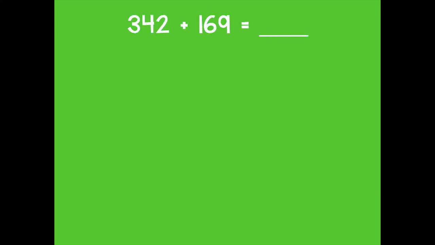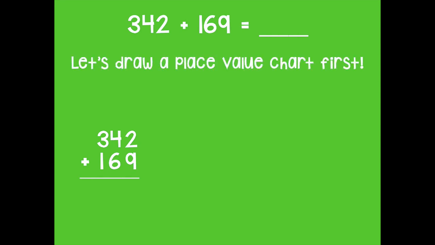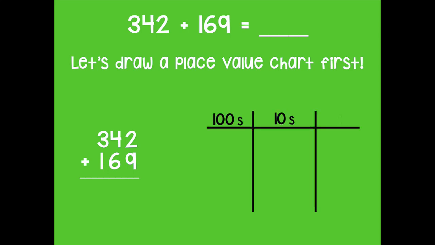All right, friends. So here's our first problem. We're going to do this problem together, step by step, and then you guys will have one problem to do on your own today. So pretty easy video. Our first problem is 342 plus 169. We rewrite it vertically. And now let's draw our place value chart. So here's our place value chart, hundreds, tens, and ones.